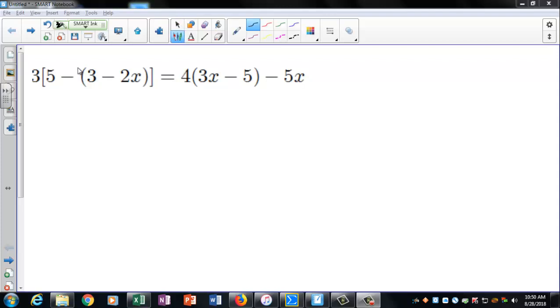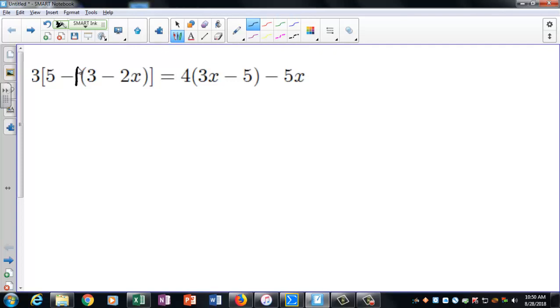All right? So starting on the left side, this is like a -1. That can distribute here and it can distribute here, right? So what we have there is 3 bracket 5. -1 times 3 is -3. -1 times -2x is positive 2x.